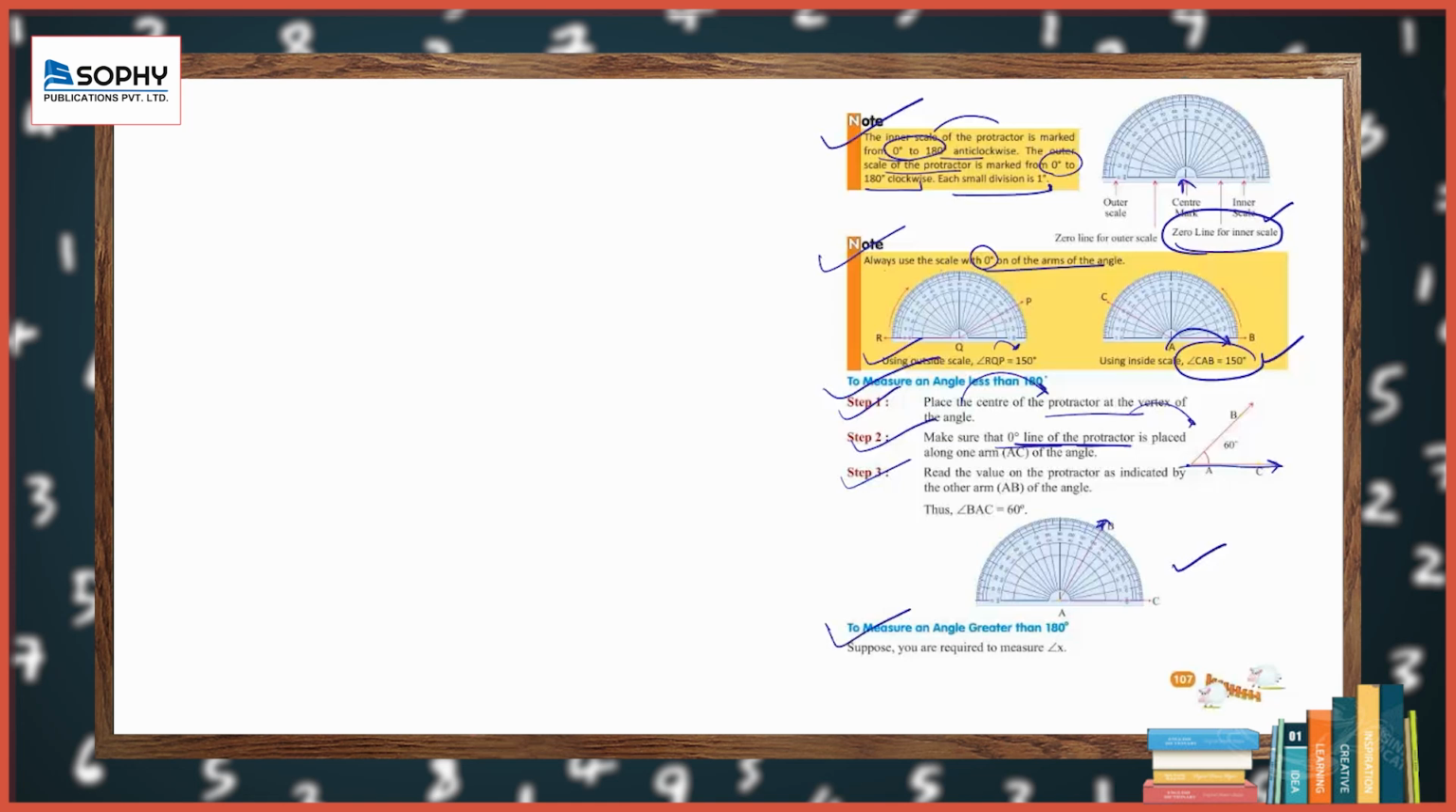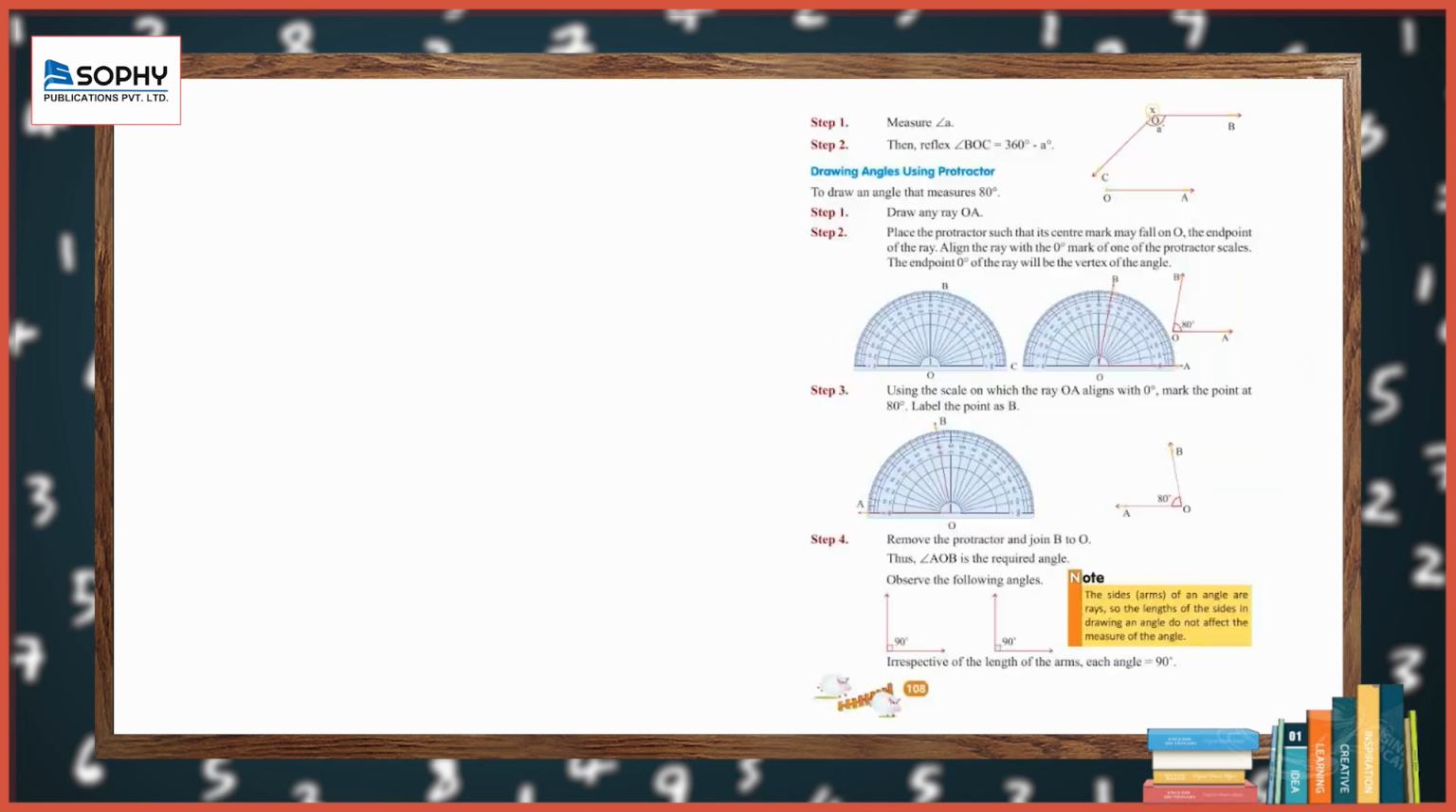Now how can we measure an angle greater than 180 degree, students? Suppose you are required to measure angle X. This is our angle X, students. What will we do? We will measure angle A. Then reflex is 360 minus A, students. Now draw angles using protractor.